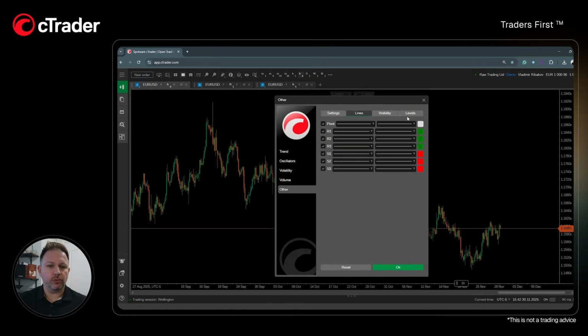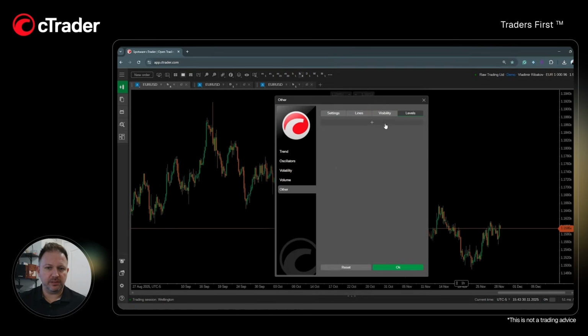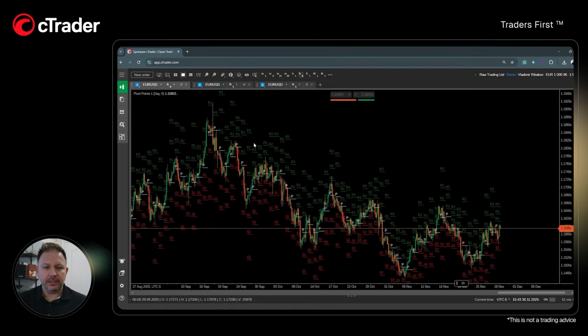You can of course choose how you would see the levels: the pivot, which is the median price, the center level, based on which all the other levels are determined. Resistance 1, resistance 2, and resistance 3, and support 1, 2, and 3. You can choose the visibility and, of course, extra levels if you would like to add. And this is how it looks.